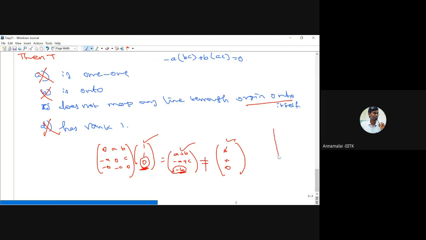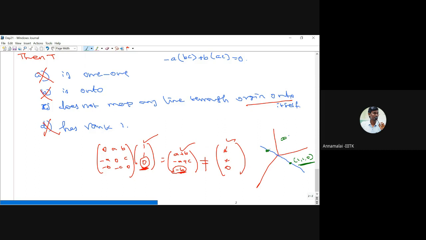Suppose this is R3. Suppose I am considering a line on the XY plane, that is, the Z position should be 0. Suppose I am considering one point on the line, so I am taking this point 1 1 0. Now I apply the transformation to this point. So it maps somewhere, not on the line again.